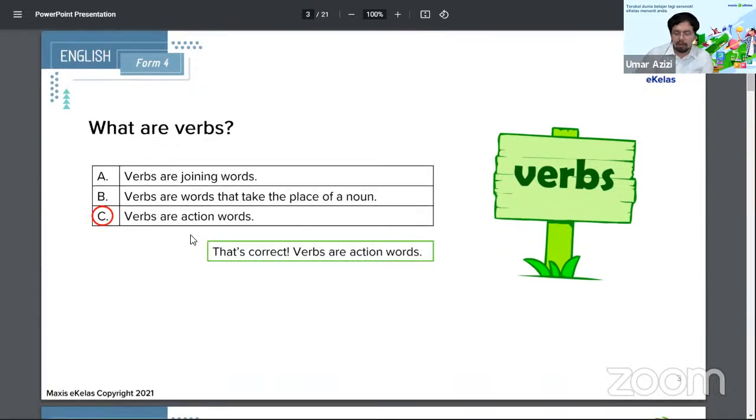So that's simple. It's a basic one. So I'm glad we got it. If you got it wrong, it's okay. B isn't that. When you take the place of a noun, it could probably be a pronoun, or a different word depending on sentence structure. But for now, verbs are action words.